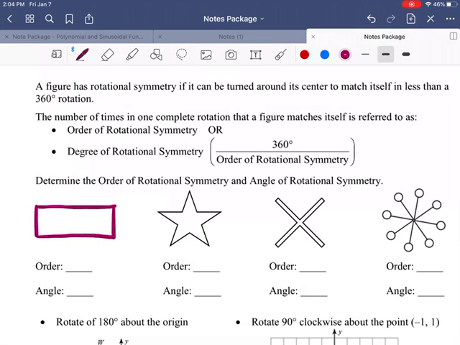So this means it has order 2. And if we do 360 degrees divided by 2, that equals 180 degrees. So every 180 degrees, it looks the same.